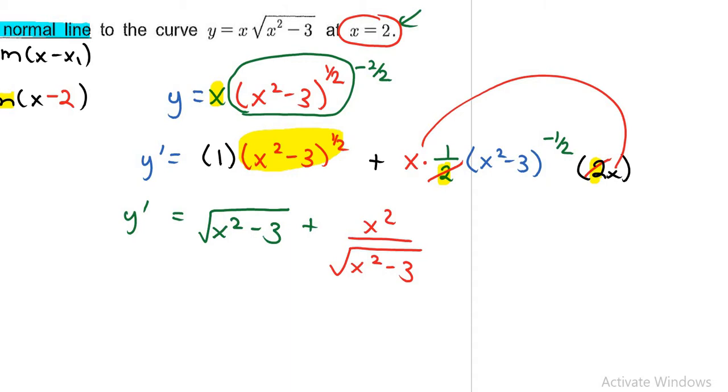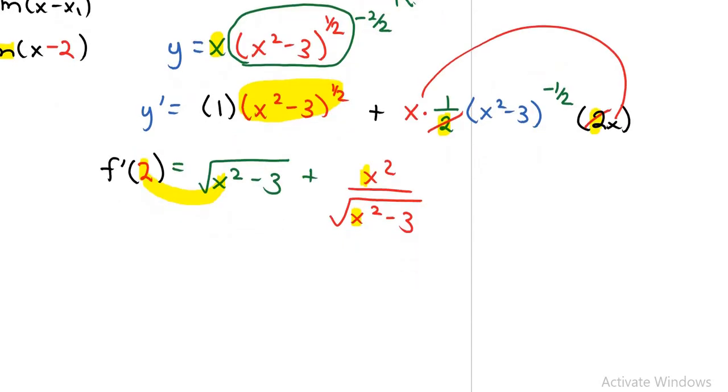Alright, so there's my derivative, and I need to find the derivative when x equals 2, right? Because that's the x value that's given to me. So I can erase this y prime and write f prime of 2, right? So I want to find the derivative value when x equals 2. So now all I have to do is take my 2 and plug that in for all my x values, and then I should be able to find the slope value finally. And in order to do that, let's go ahead and do this. So 2 squared is 4, so that would be 4 minus 3 plus.